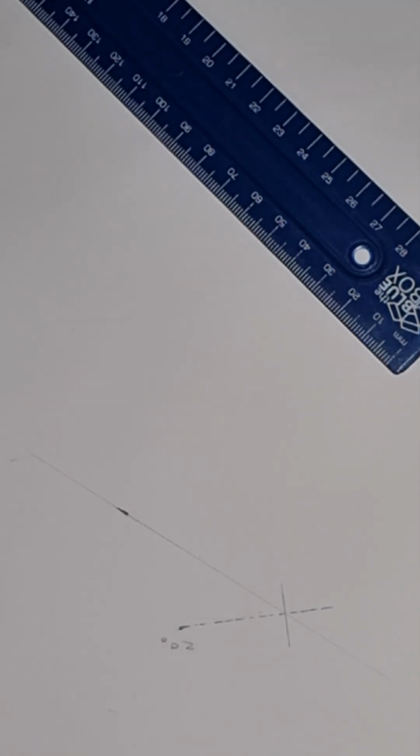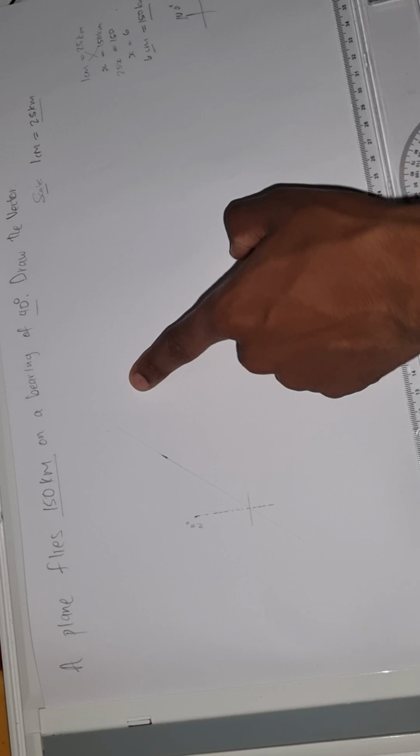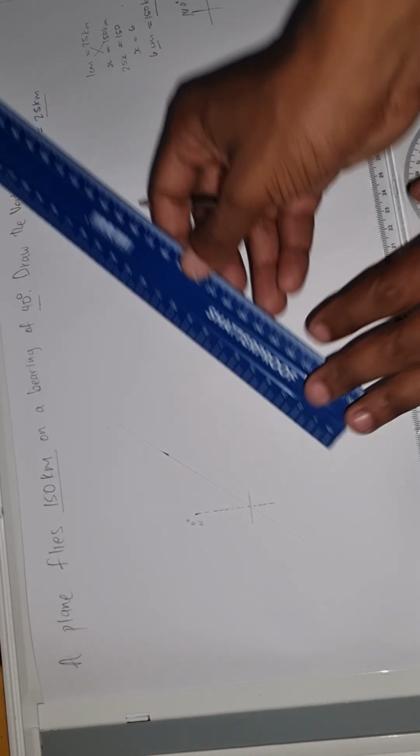Don't draw a solid line, guys, right? And therefore now what are we going to measure using our scale? Remember, what did we say? We said, let me zoom out so that you can see, 150 kilometers correspond with 6 centimeters. So I'm going to measure my 6 centimeters along this thin line that I just constructed over there.